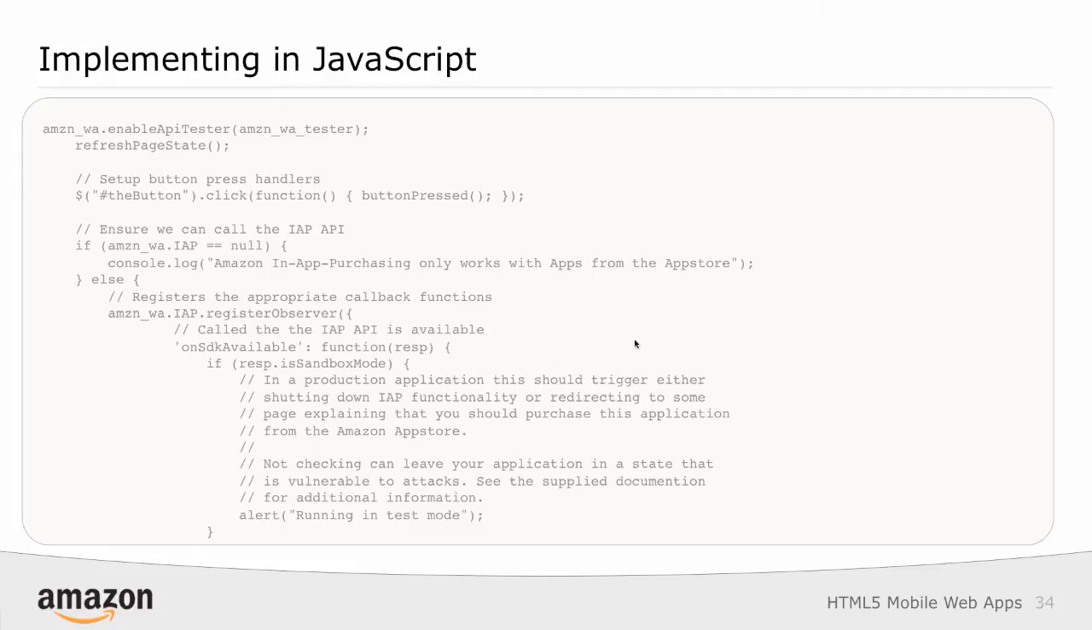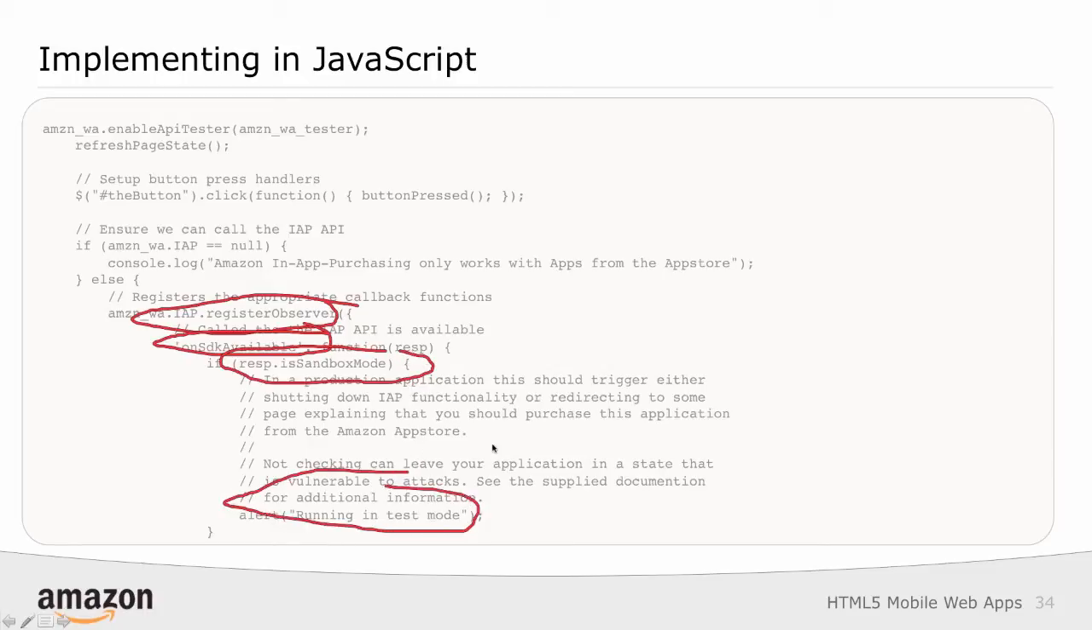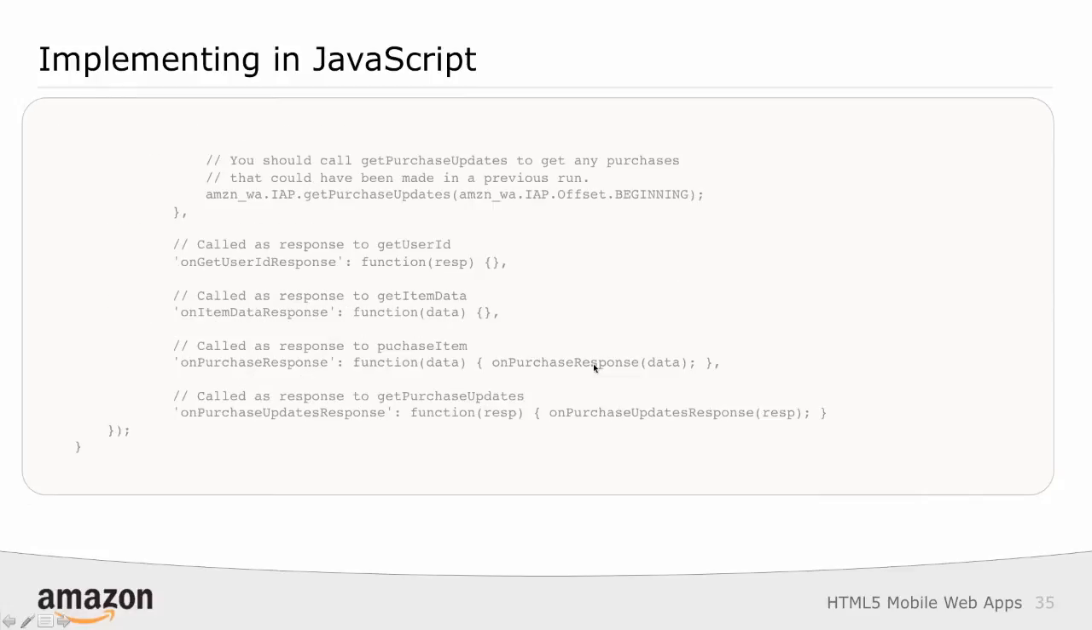But you can see what we're doing is we're simply calling into the enable API tester, and then we're registering an observer. So you can see right here, as long as the SDK is available, if we get back a response that we're in a sandbox, we're going to go throw up an alert that says running in test mode. Otherwise, we're going to go ahead and get the purchase updates with the offset from the beginning. And then you can see these are the other responses that we're just implementing down here with no functionality currently.